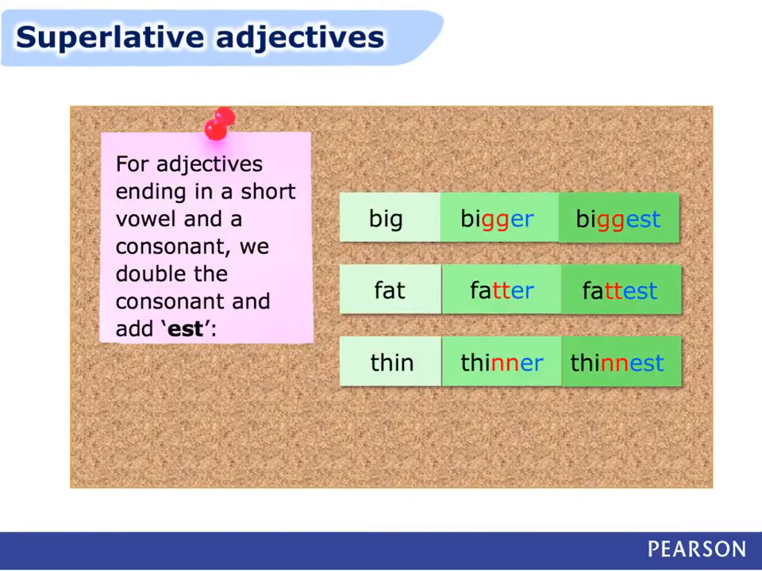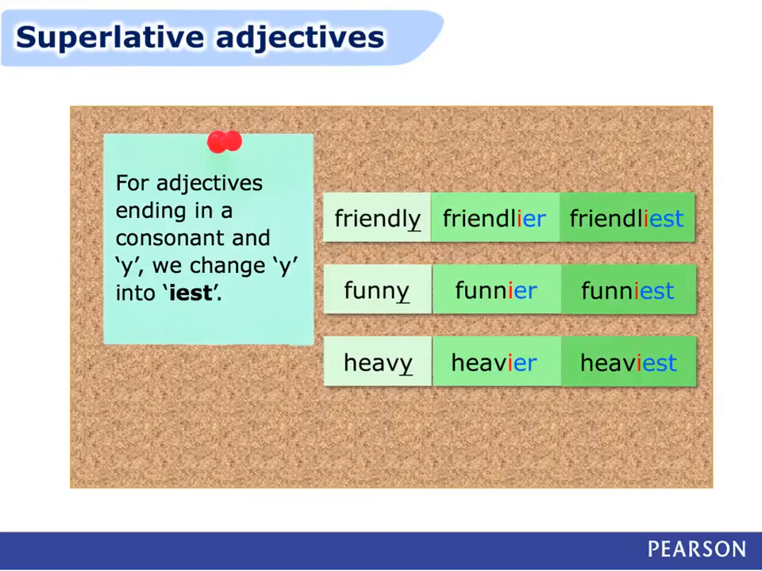And again, if it is one syllable with a short vowel sound, we double the last consonant before we add EST to form the superlative adjectives. What is the biggest? Someone is the fattest, or someone is the thinnest. So same concept. If it ends with Y, you change Y to I before you add EST.